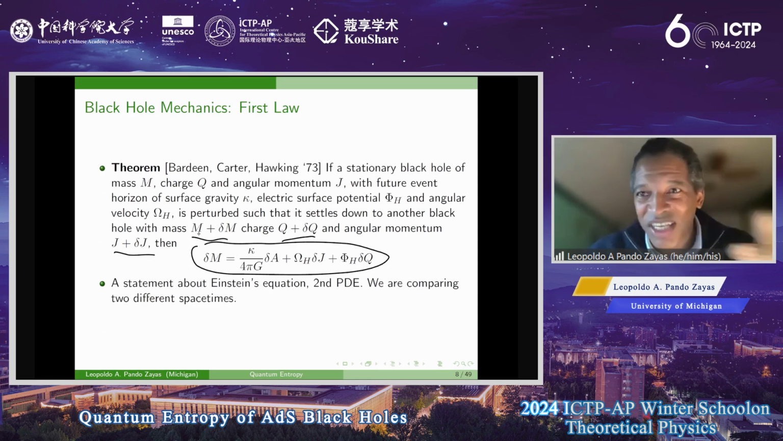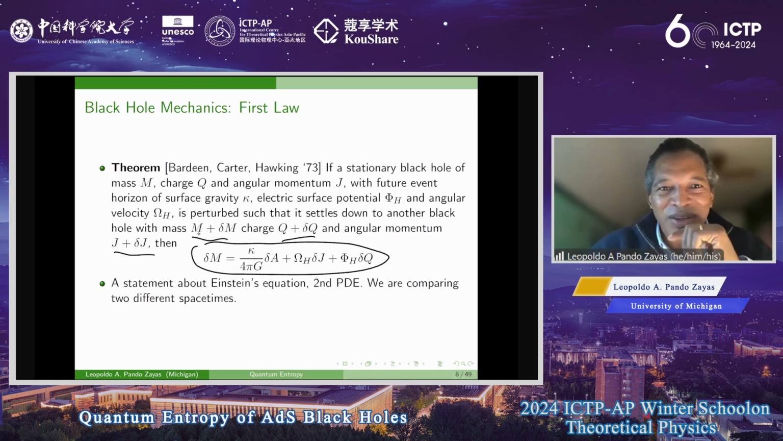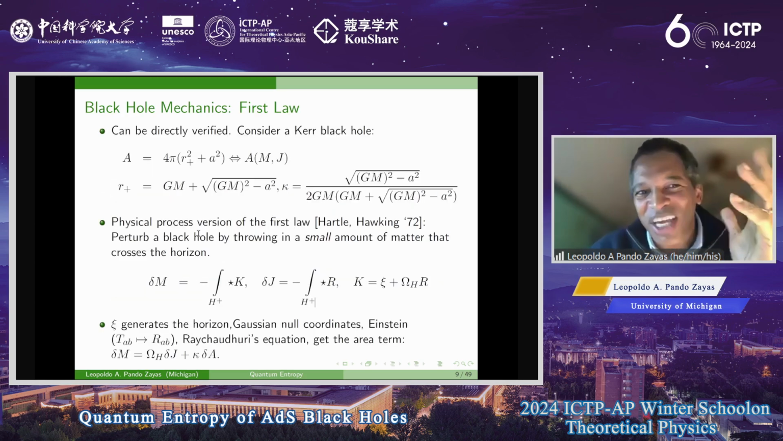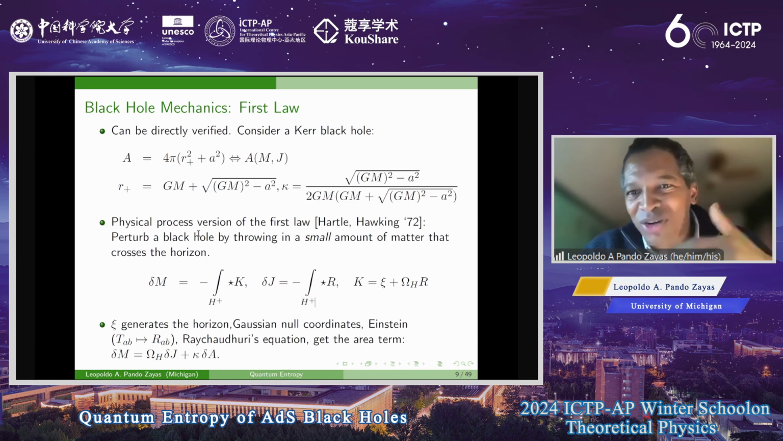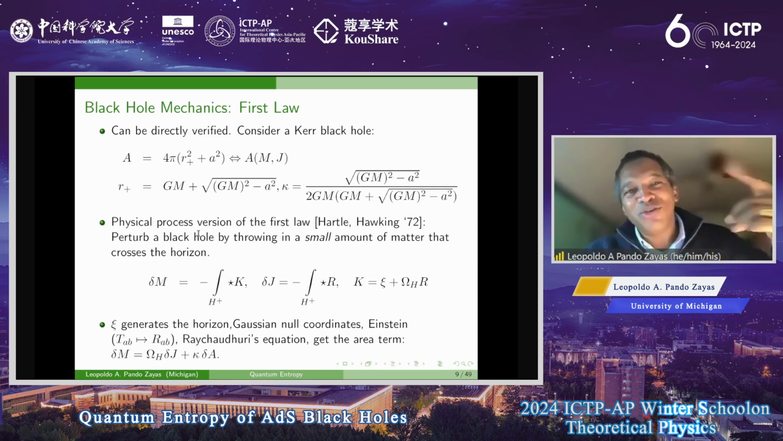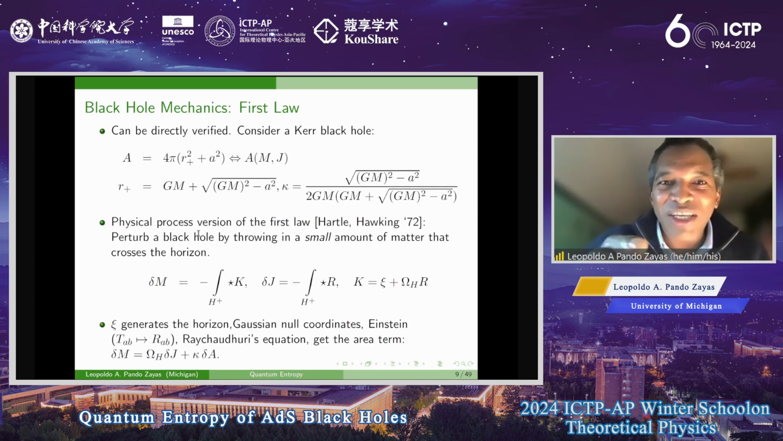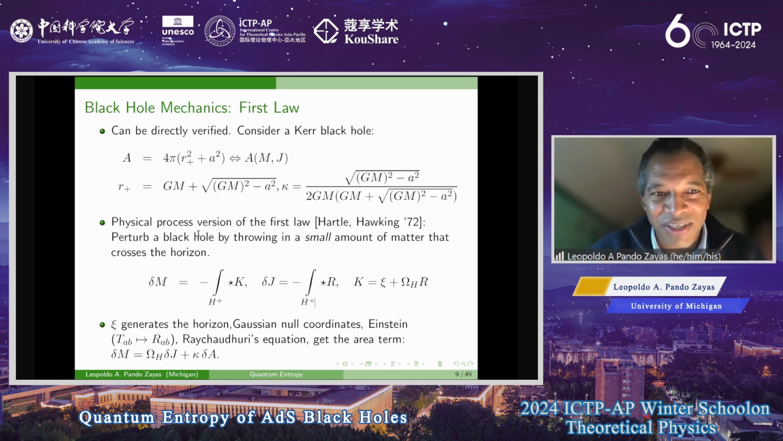So in a sense, we're comparing different space-times, but there are also formulations of the first law where, okay, here you can just directly check, given the expression for the area of the event horizon, and you know how it depends on the mass and angular momentum, and you have used the fact that these quantities are in fact conserved quantities.